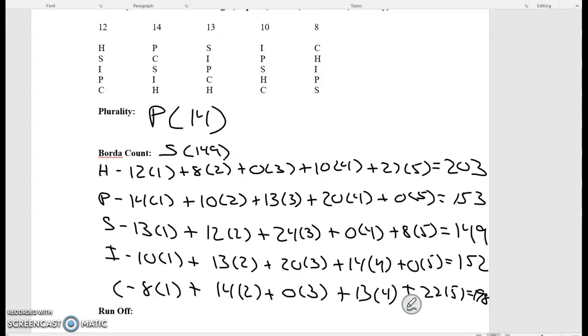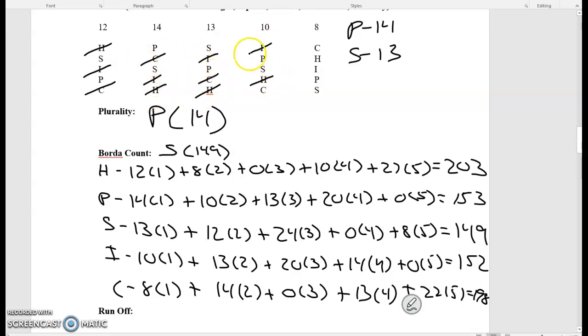With runoff, I'm taking the top 2 first place vote getters. In this case, it's P at 14 and S at 13. And I'm crossing out everything else. So H, I, and C disappear.